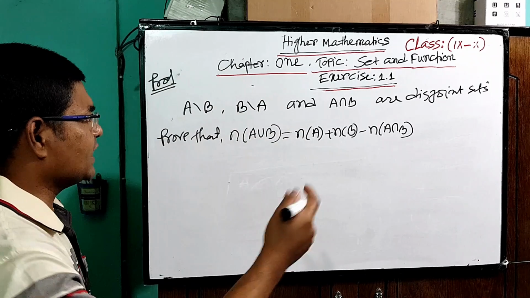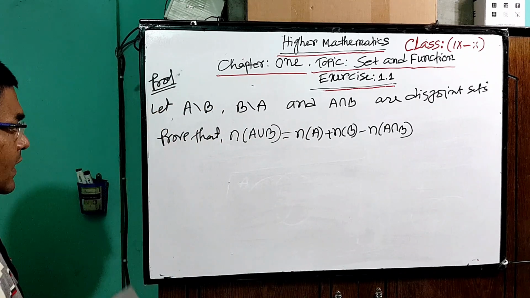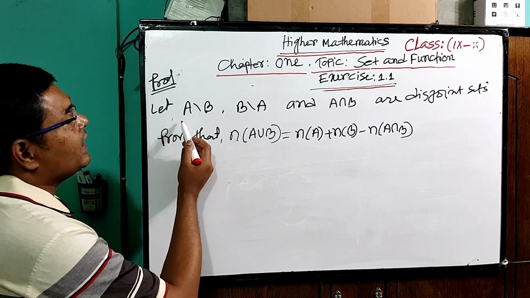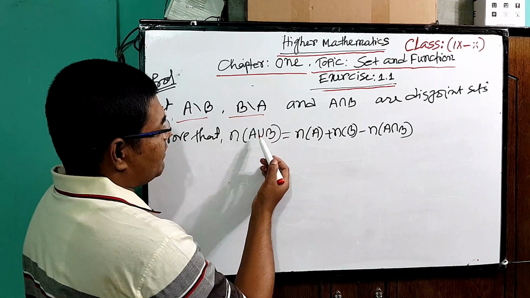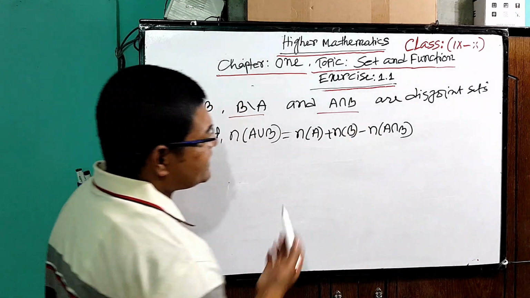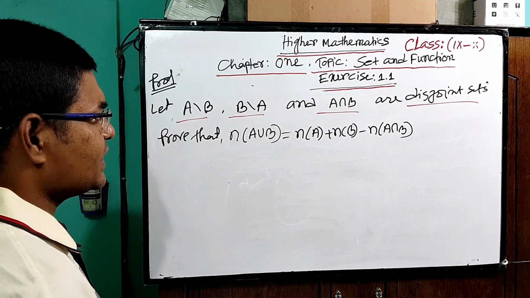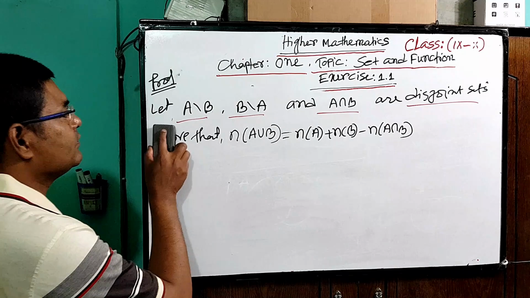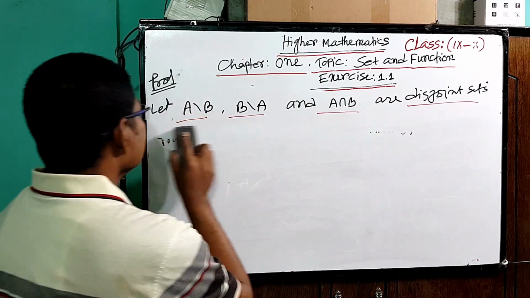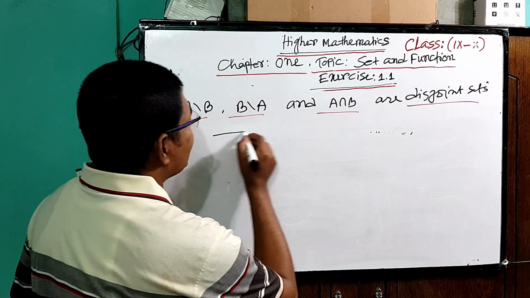Before proving this proposition, you have to write the same way. Prove the proposition. Let A difference of B, B difference of A, and A intersection B be disjoint sets. So we have to draw a Venn diagram. We have to draw a Venn diagram in this way.